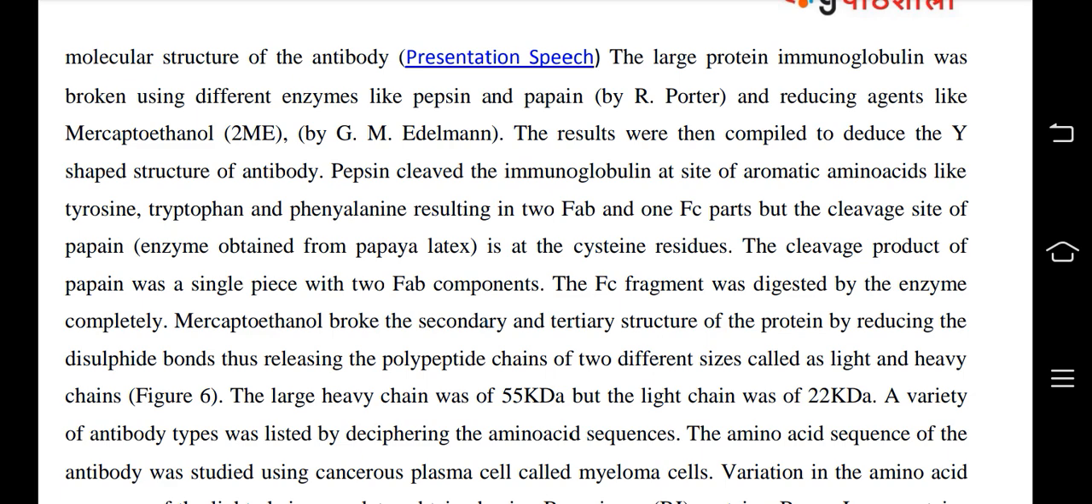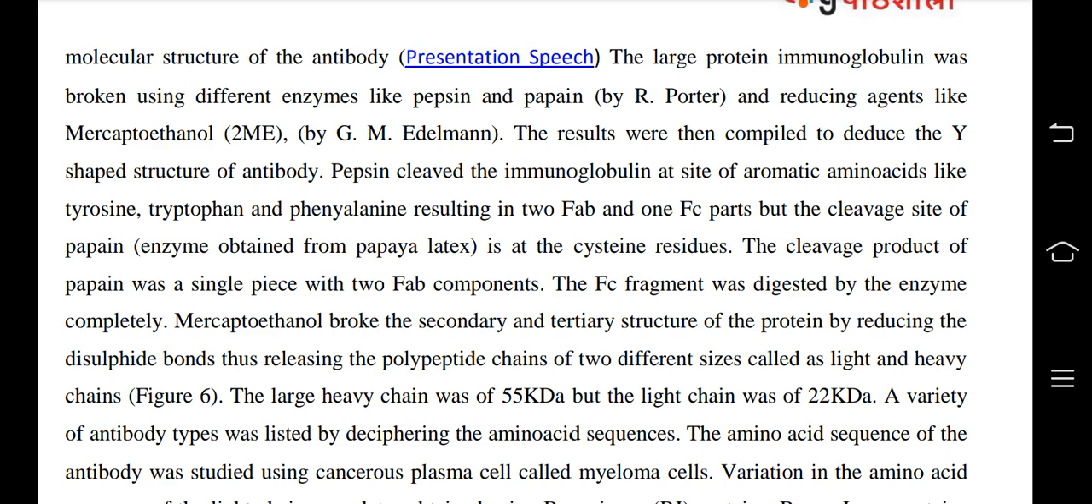Pepsin cleaved the immunoglobulin at the site of aromatic amino acids like tyrosine, tryptophan, and phenylalanine, resulting in 2 Fab and 1 Fc parts. But the cleavage site of papain, an enzyme obtained from papaya latex, is at the cysteine residues. The cleavage product of papain was a single piece with 2 Fab components. The Fc fragment was digested by the enzyme completely.